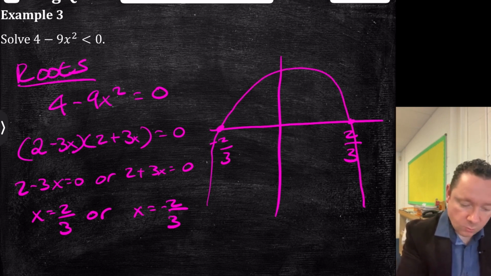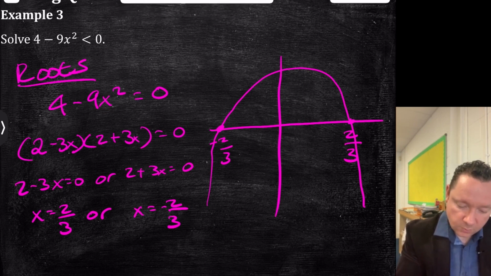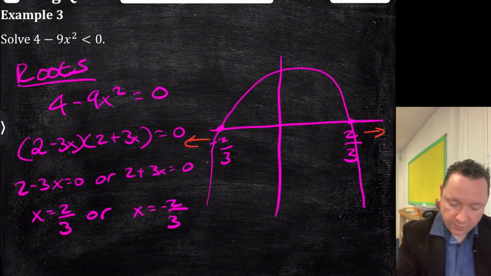And then we say we want it to be less than 0, so it's below the x-axis. Well, this one's below the x-axis to the left and to the right, because in between it is above. So we can just say that x is less than minus 2/3, or x is greater than 2/3, and that's us done.